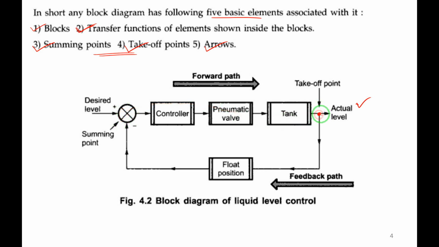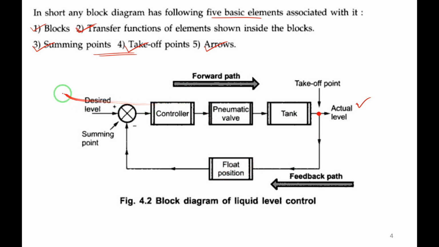Here you can observe that from the output the signal is going to another block, meaning the signal goes concurrently to other blocks. So this we define as the takeoff point. We'll define it once again later, but right now understand this is the takeoff point, and this is the summing point. I hope you understood. If any doubts, please unmute yourself and speak to me so that I can clarify your doubts. I hope you came to know how to represent the liquid level control system as a block diagram. So input is the desired level, output is the actual level. Controller, pneumatic valve, tank, and the float position is the feedback element.